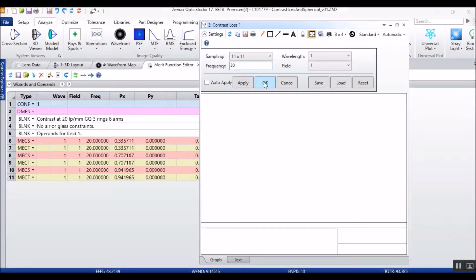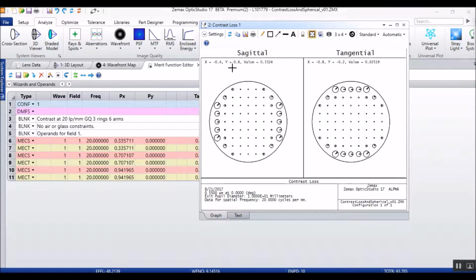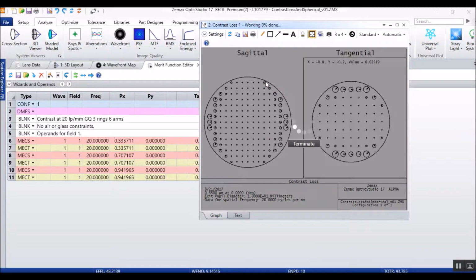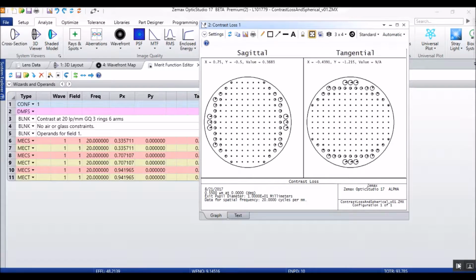I'll just do this for wavelength in field 1 for now. And that sampling looks a little low, so let me bump it up a little. Okay, so this plot is telling me where in the pupil the wavefront is causing the most loss in the MTF. And you can see on the plot on the left, the most loss is coming from the left and right sides of the pupil. And for the tangential, where the pupil is shifted upward, the most MTF loss is coming from the top and the bottom of the pupil.